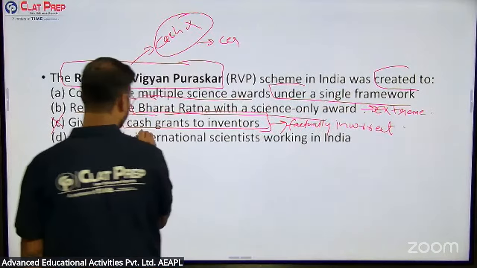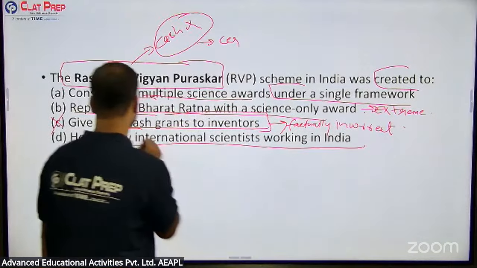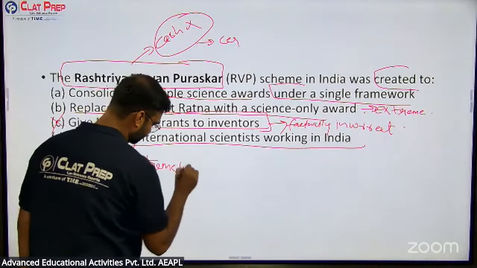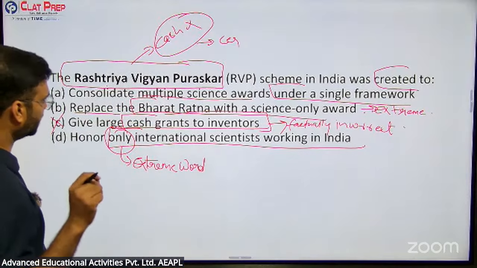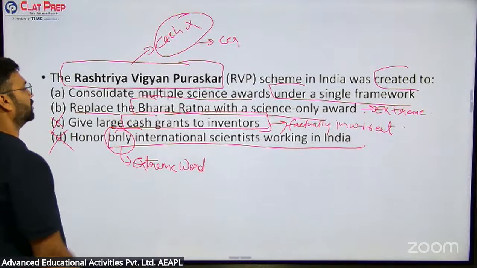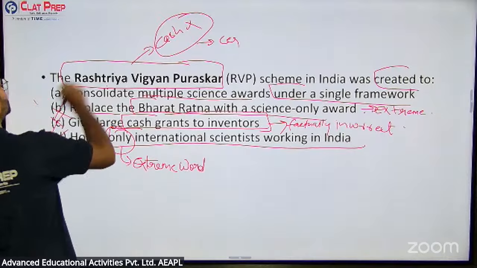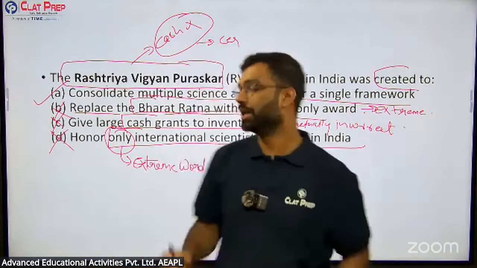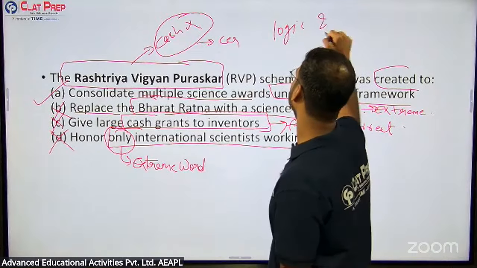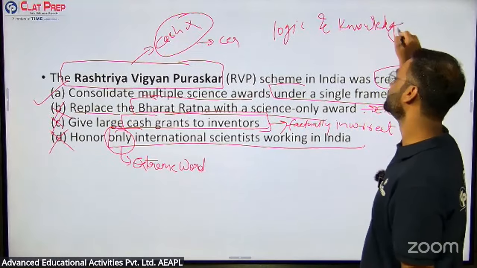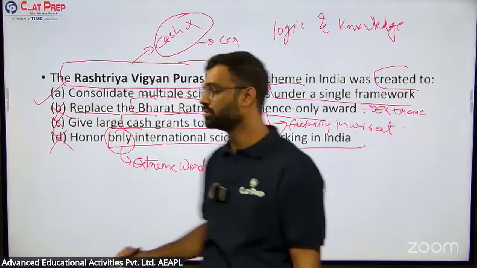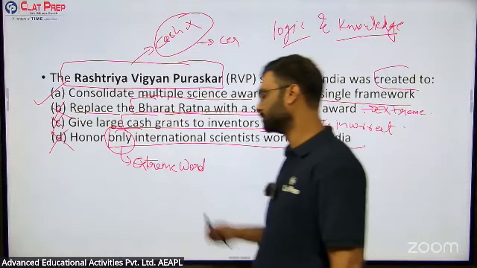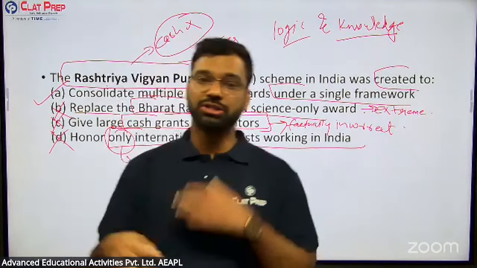Next option: honor only the international scientists working in India. Again, a statement which has an extreme word. Statements with extreme words are generally incorrect, so I will eliminate this option also. So even if I do not know the correct answer, I can still reach the correct answer by eliminating options, even with a limited amount of knowledge and a lot of logic. Here I have applied both logic and knowledge. I was not aware of the correct answer, but still I used my logic and knowledge to reach it. So both your knowledge and your logical ability will be tested here.